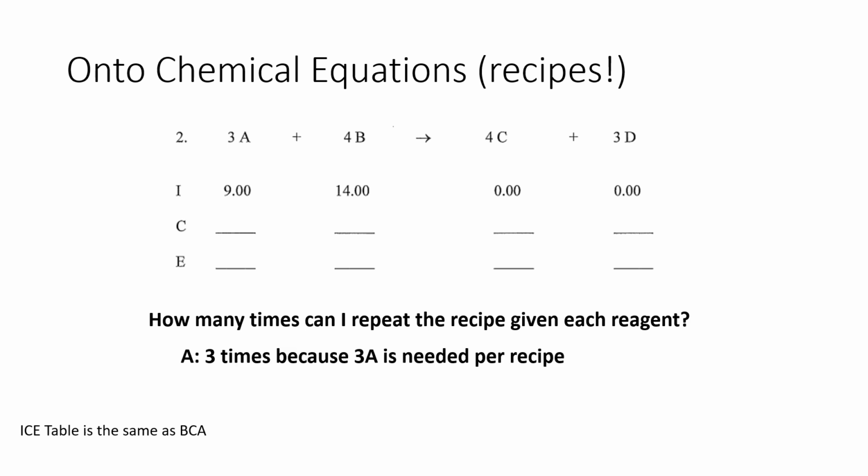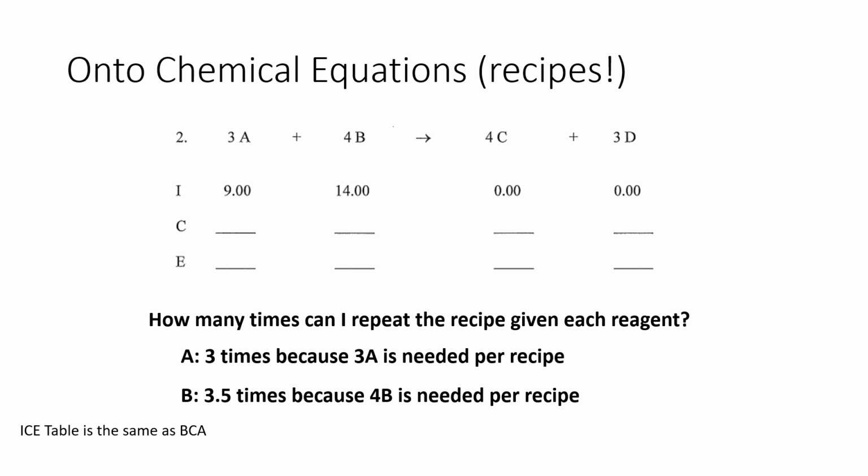So A will be 3 times because 3A is needed per recipe, right? So 9 is given to you, 3A is needed per recipe, 9 divided by 3 is 3 times. And now let's determine how many times we can repeat the recipe looking at B. Again, I'm going to cover the A. I'm going to ignore A for now. So it will be 3.5 times because 4B is needed per recipe. So I have 14B given to me, but each recipe needs 4B. So 14 divided by 4 is 3.5.